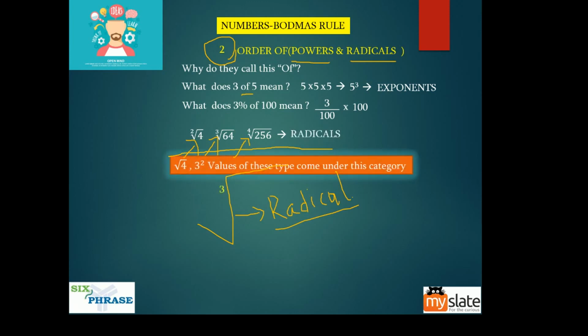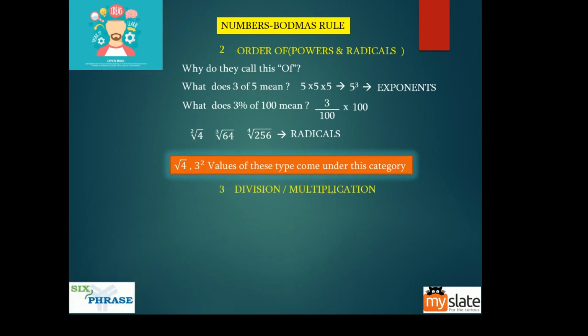So next we go to division and multiplication, guys. Both division and multiplication. What if division and multiplication appear simultaneously in an equation? Now what do you do? See, when I say 3, division and multiplication both have the same precedence.